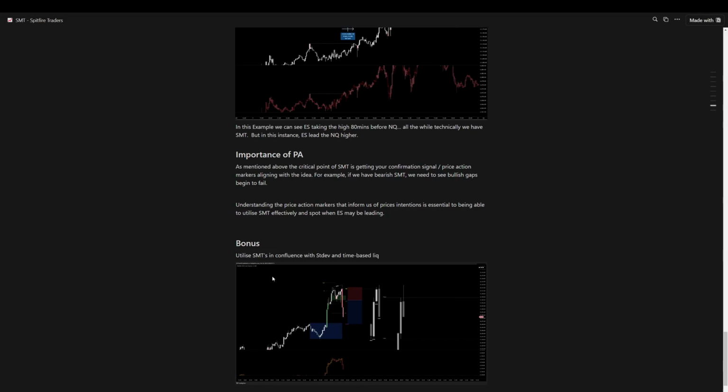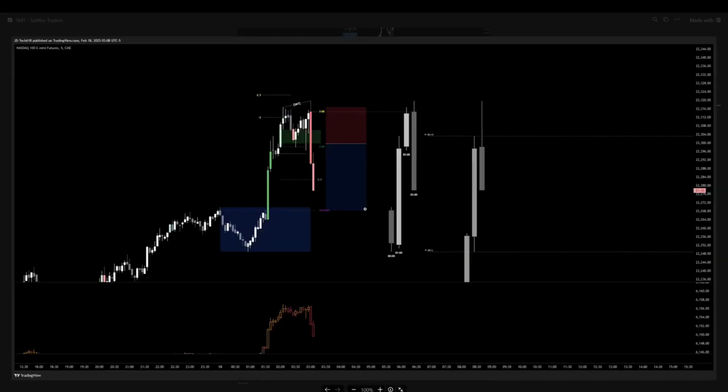Utilize SMTs in confluence with standard devs and time-based liquidity. So this is a really, really good example of this, because you run that previous 1 hour high, you form the SMT, you're in a standard deviation. This is just a beautifully technical example of SMT.